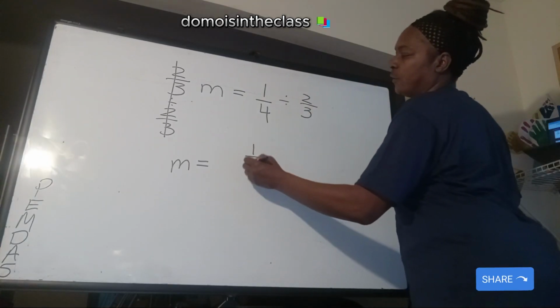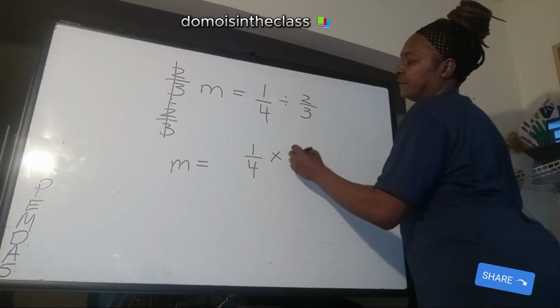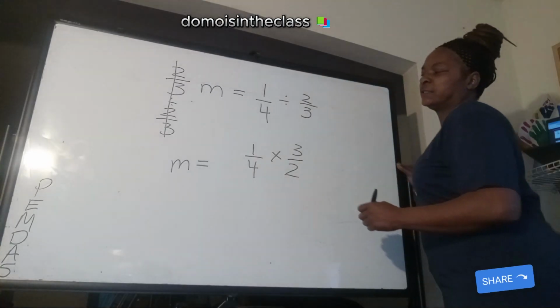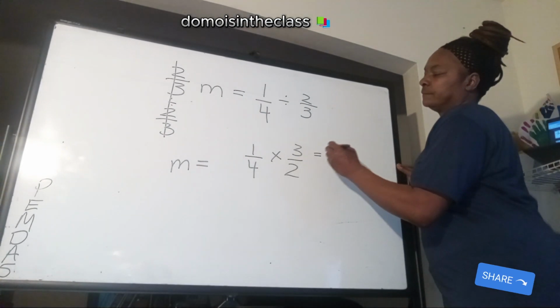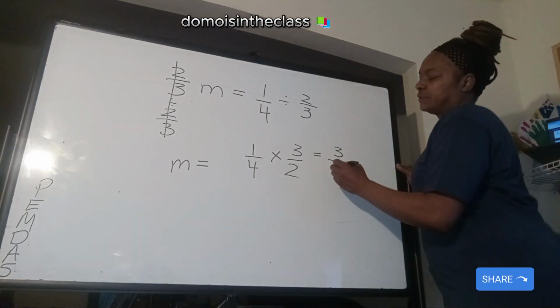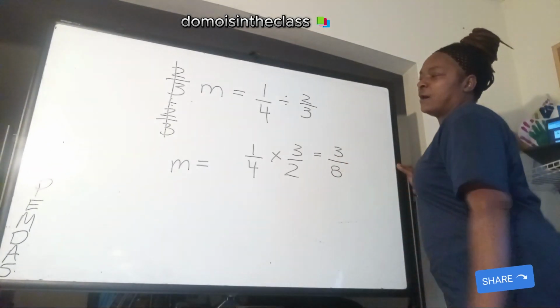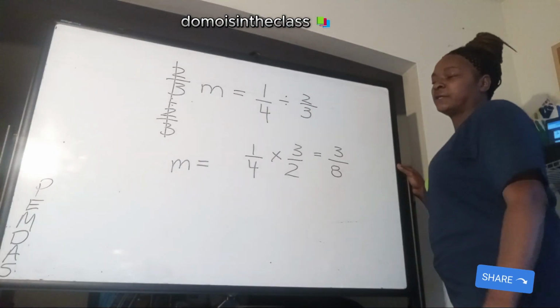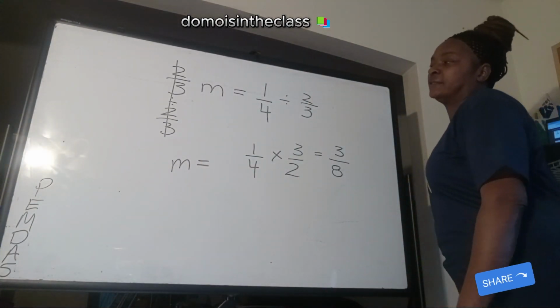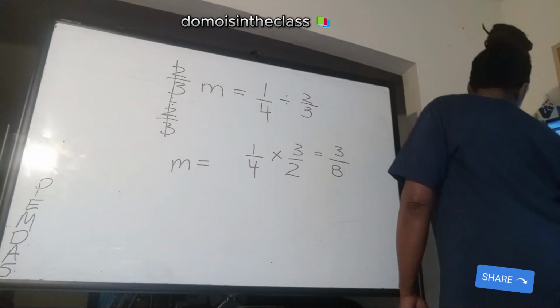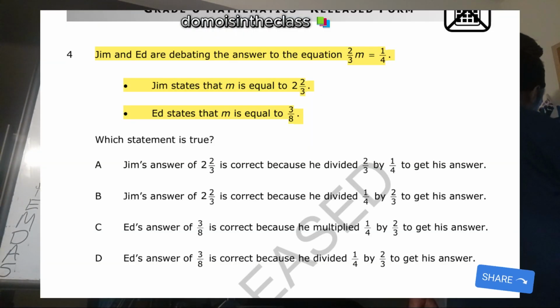So, it's 1/4 times the 3/2. And as we just saw last time, we did what? 1 times 3 is 3. And 4 times 2 is 8. And we get our answer of 3/8. So either way you do it, we found out that Ed is correct. So that would give us choice D, where Ed's answer of 3/8 is correct because he divided, right?